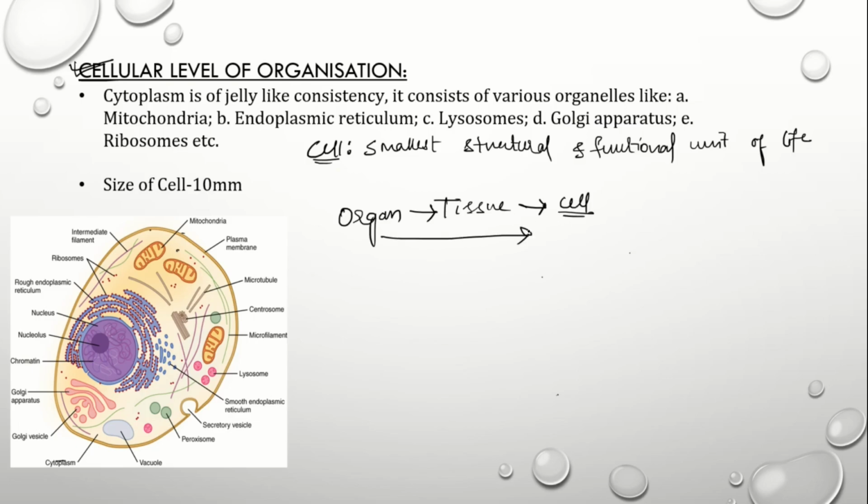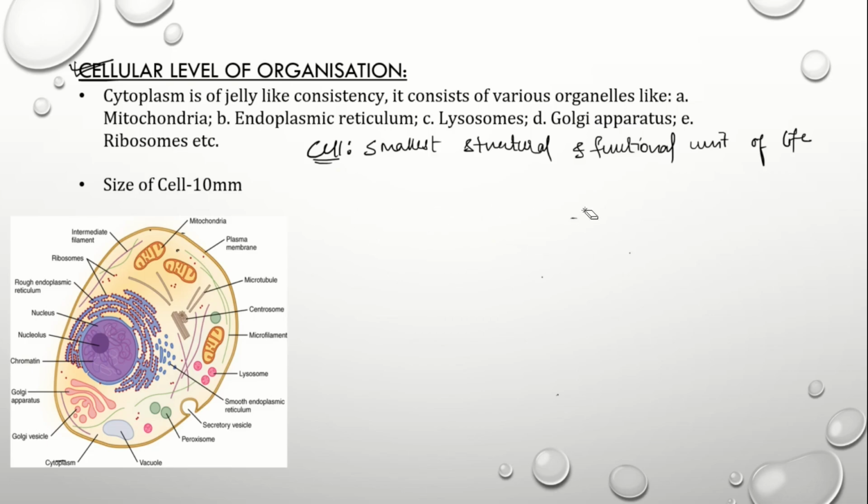So we have to go down to the last. The cell is the smallest unit. We cannot go further, we cannot bifurcate the cell. That's why the life of a living organism starts at the cellular level. Therefore, we are going to study the human body from the cellular level.